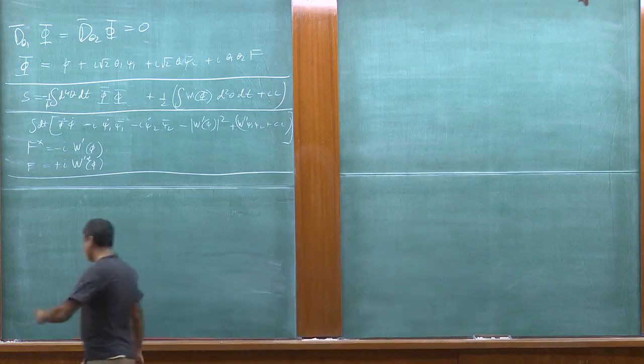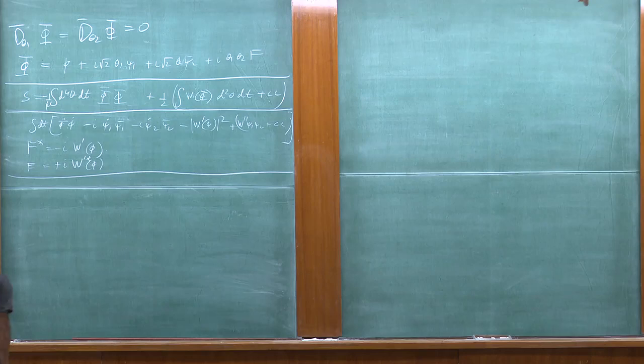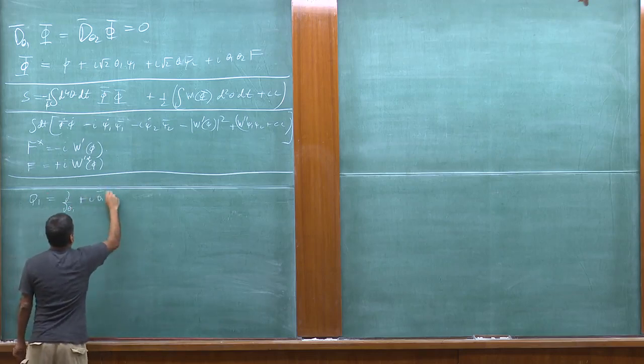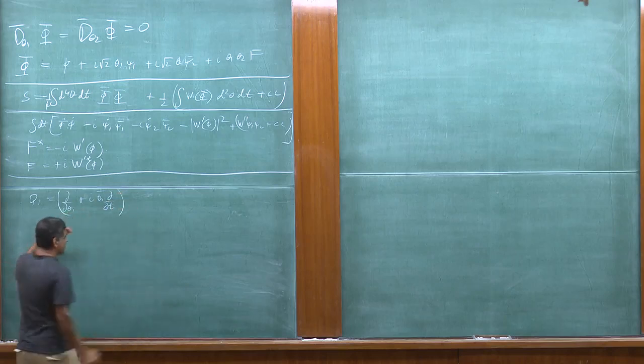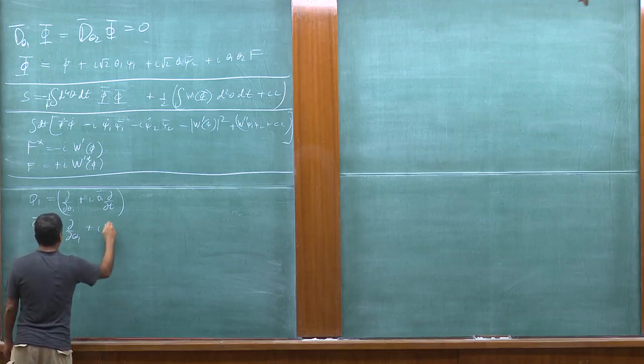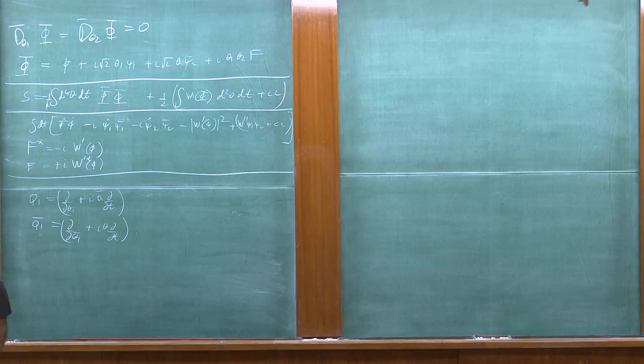Okay? So let's do this one more time in full detail. Remember that Q1 was equal to del by del theta 1 plus i theta 1 bar del by del t, and there were similar expressions for Q2 and Q2 bar. For instance, Q1 bar was equal to del by del theta 1 bar plus i theta 1 del by del t. And similarly for Q2.